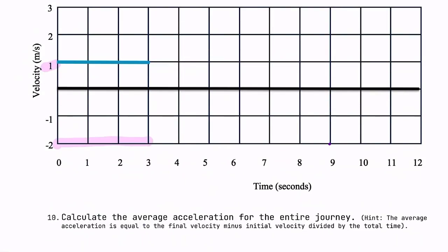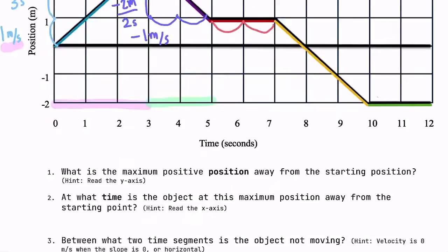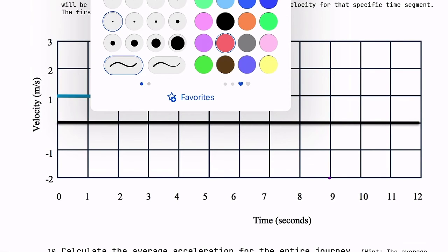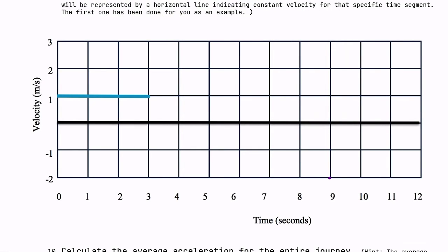And so our next line would be, and let me keep the color consistent, negative 1 for 2 seconds. And you would continue on for the rest of the different segments and complete this graph.